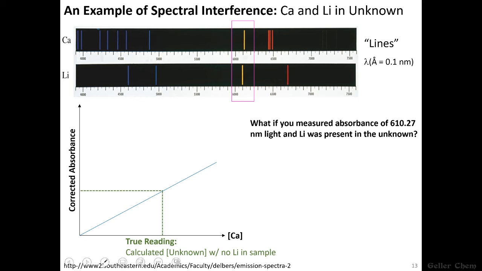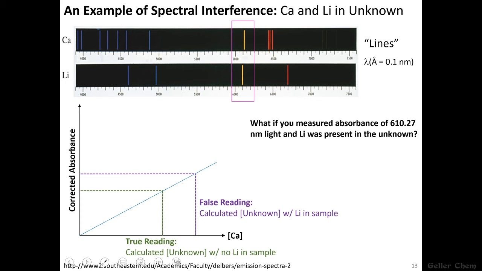Question 1. Which sample experiences the interference? In this case, it's the unknown that's going to experience spectral interference. 2. How does that interference change the measured signal? Well, we just covered that. It increases the signal. 3. What is the consequence on the calculated unknown concentration? Well, if our absorbance just went up, and it's being plugged into the correct calibration curve, then our measurement will go up as well. And so that's an example of how spectral interference can mess with our analysis.